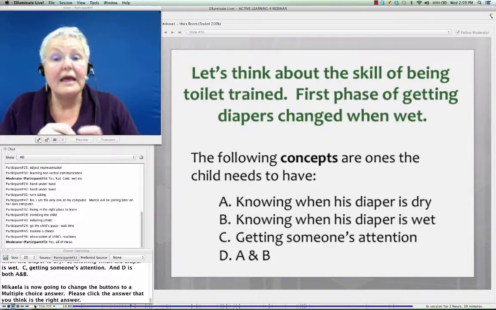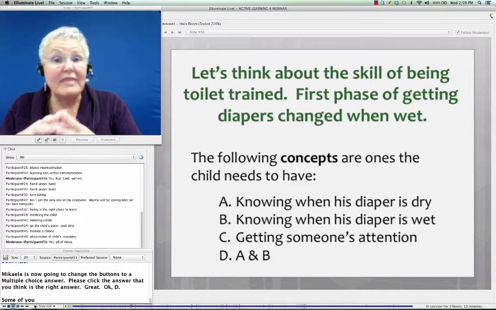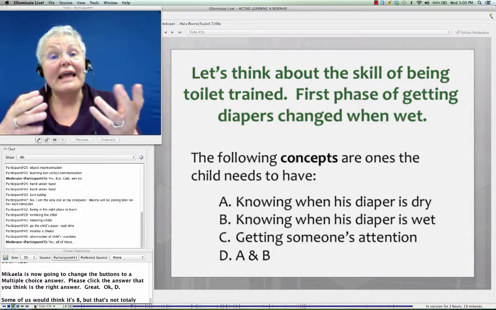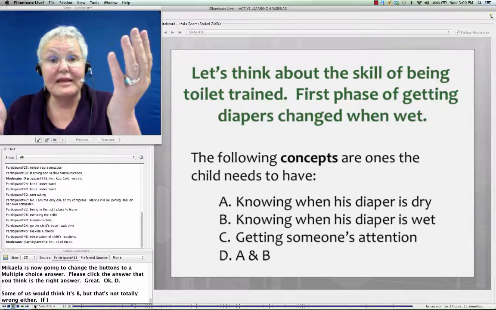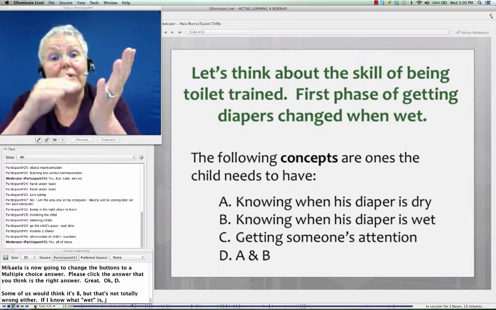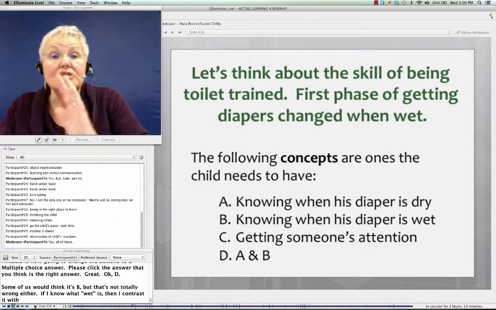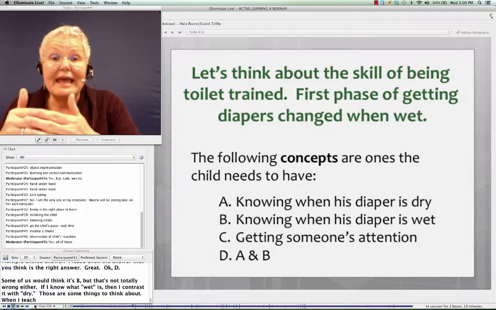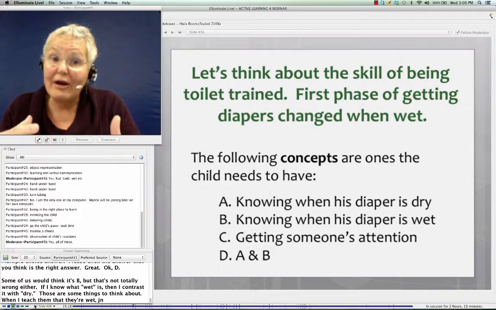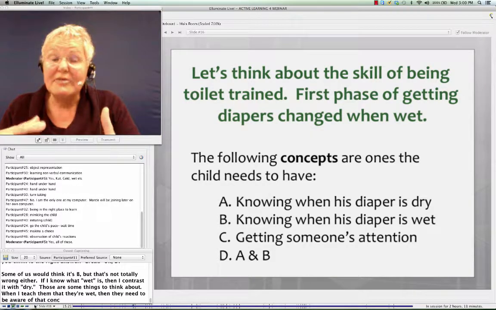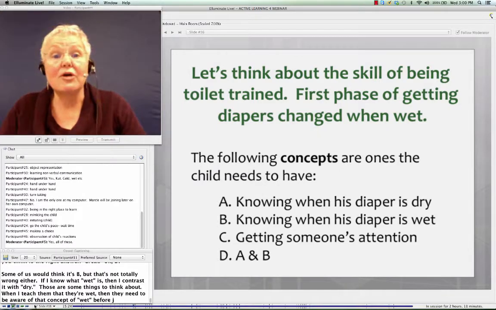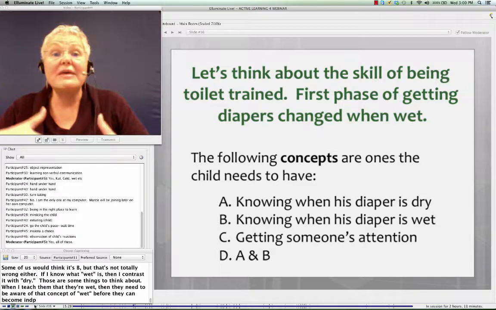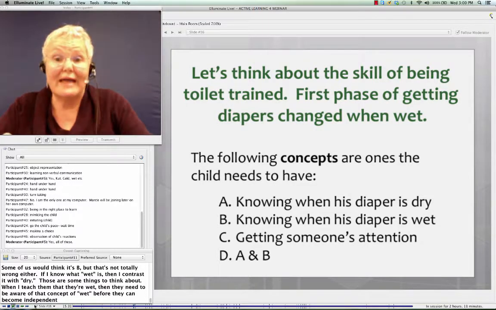Great. Okay, D. And some of us would think about it being B, and that actually would not be totally wrong either. And that is the idea that if I know what wet is, I contrast it with something such as what is dry. How do I know what wet is if I don't know what dry is? So those are some of the things you want to think about. Gee, if I'm teaching them that when they're wet, I want them to indicate in some way that they are wet, they need to be aware of that concept of wet before they're going to be able to become independent enough to let you know they need to go to the bathroom or that they are wet. It may be that that's the next step for them, is to let you know I'm wet. Okay.